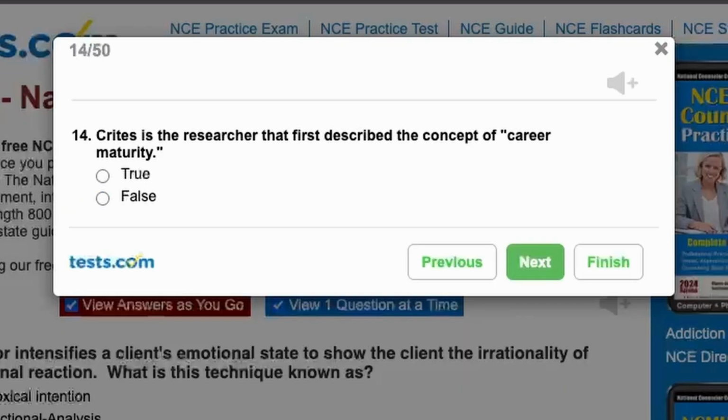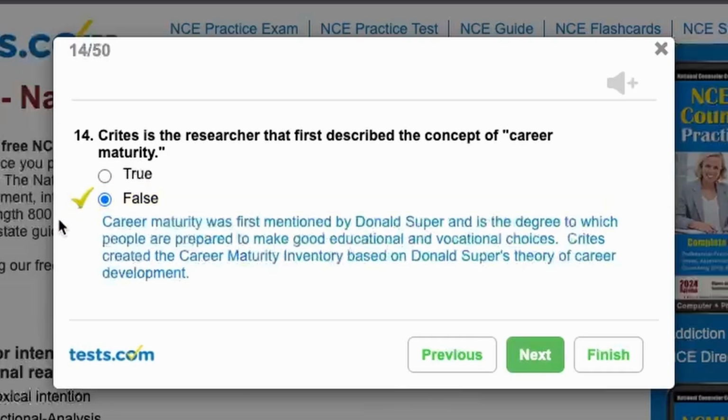Kreitz is the researcher that first described the concept of career maturity. Is this true or is it false? False. Career maturity was first mentioned by Donald Super and is the degree to which people are prepared to make good educational and vocational choices. Kreitz created the career maturity inventory based on Donald Super's theory of career development.